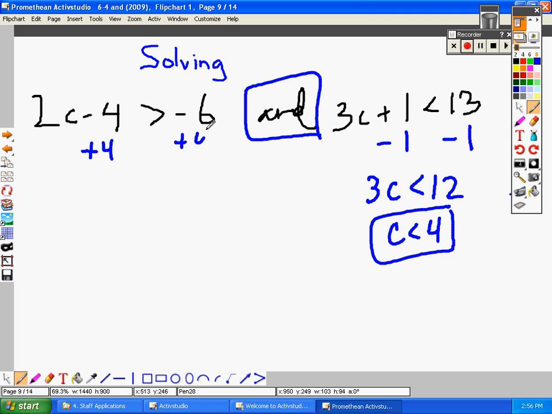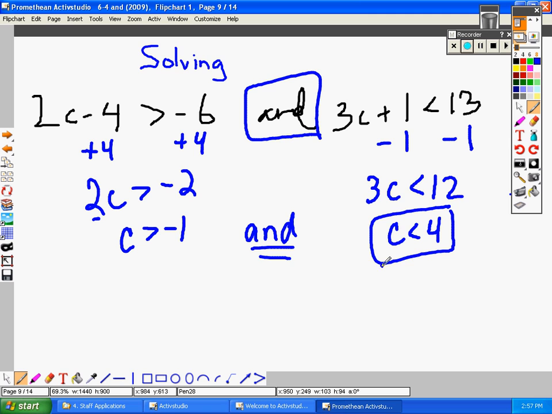Add 4 to both sides on this one. You get 2c is greater than negative 2. I divide both sides by 2, and I get c is greater than negative 1. Notice I didn't flip the sign because I didn't divide by a negative. I divided by a positive 2. And then we're going to write our word, it's an and problem, so we're going to keep the word and. So here's our answer.